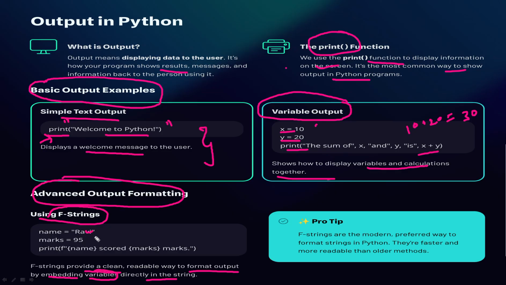For example, you can see here name. This is a string character. Name is equal to Ravi. Then marks is 95.